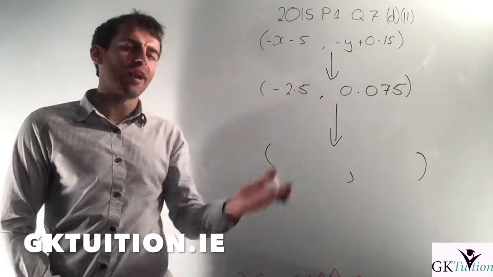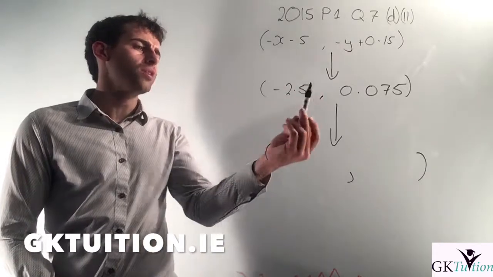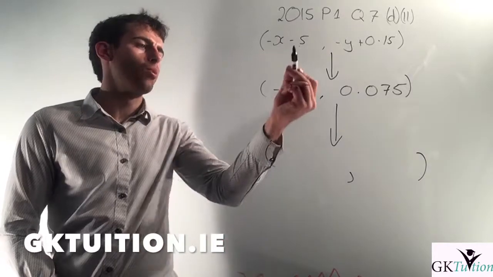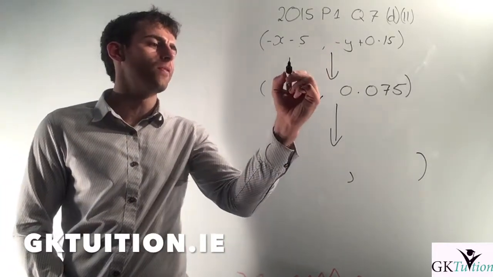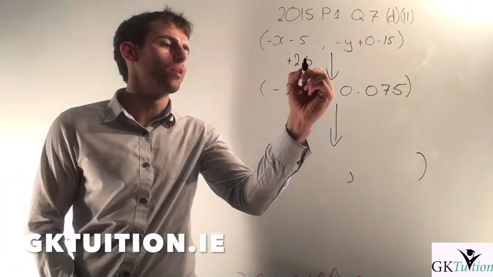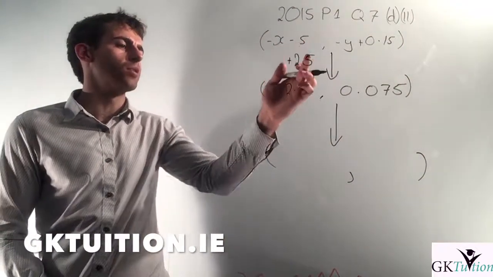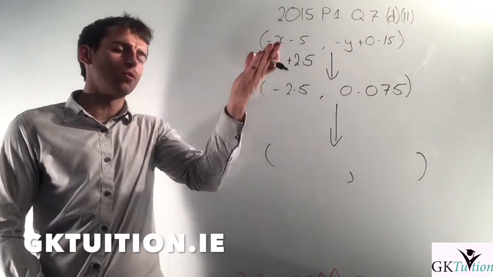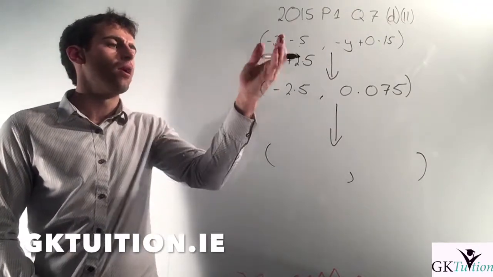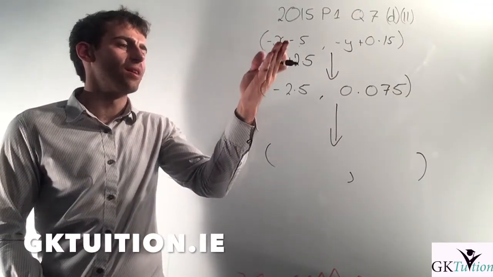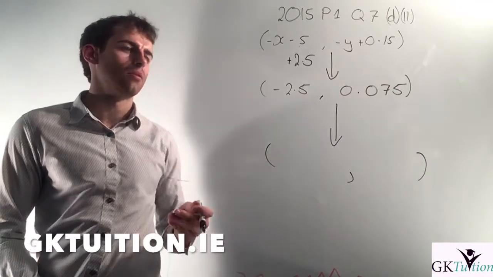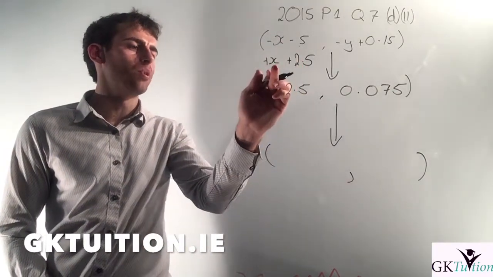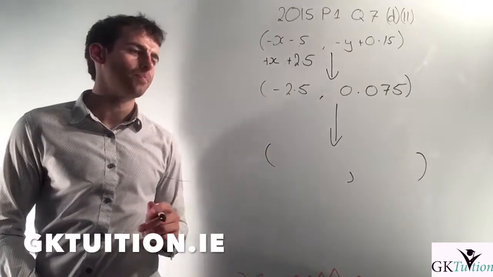So let's just worry about our x's for the moment. What did I do to minus 5 in order to get to minus 2.5? Well, to go from minus 5 to minus 2.5, we must have added 2.5. Minus 5 plus 2.5 gives me minus 2.5. And then I also have to worry about my x's, my variable here. What did I do to minus x in order to get to 0x? Well, if I have minus x, I must have added x, because minus x plus x will give me 0x.